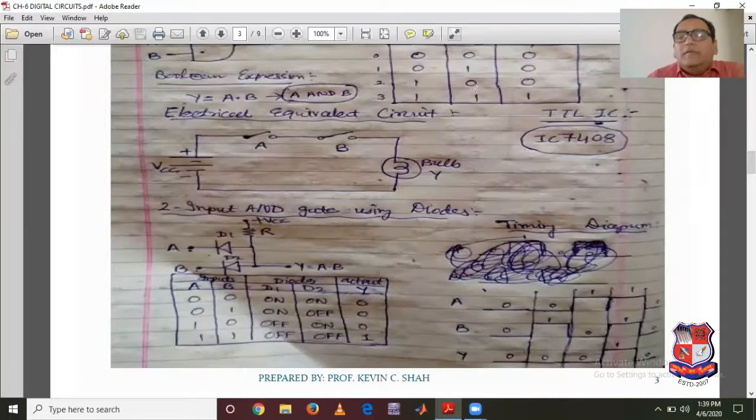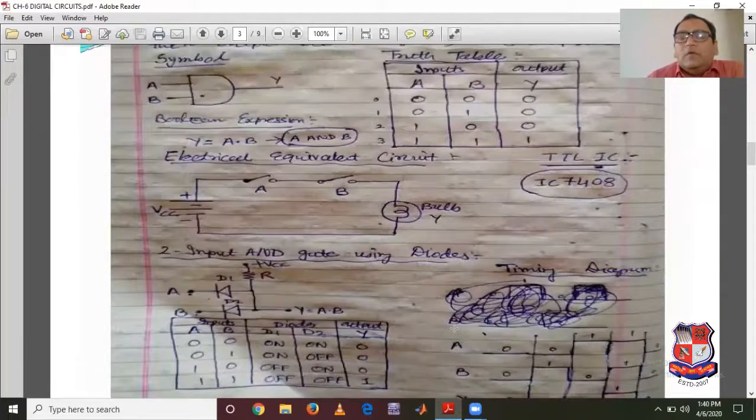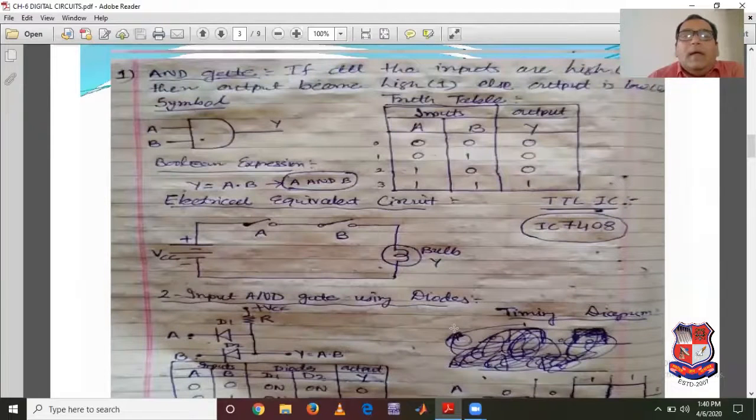If A is 1 and B is 0, A becomes 1, you just draw like this, 1, and B becomes 0. Output is 0, so I have drawn 0 here. And when A and B both are 1, the output is 1. And again when A and B both are 0, the output is 0. So this is a simple timing diagram of the two input AND gate where A and B are inputs and Y is the output. The timing diagram we can draw with the help of the truth table. So this is a complete two input AND gate.